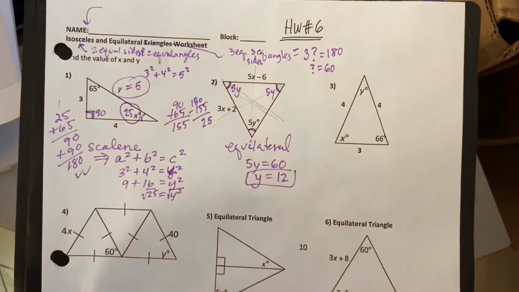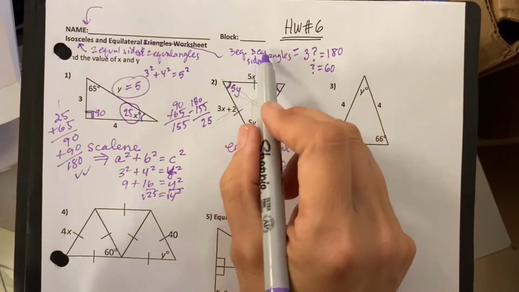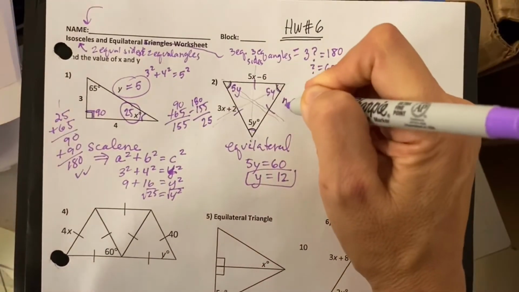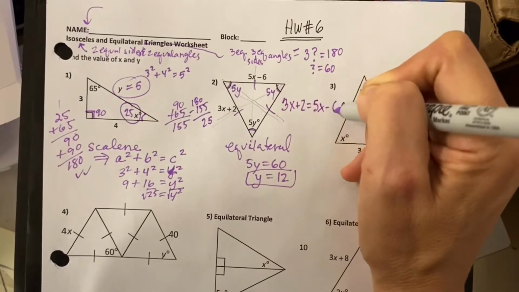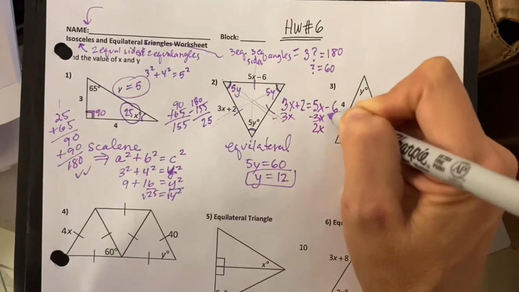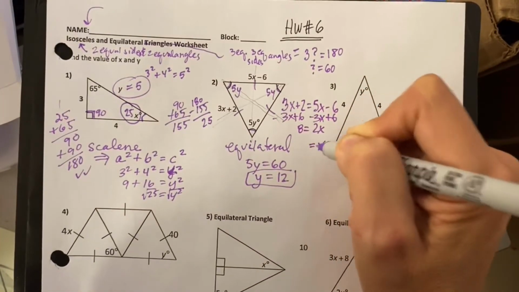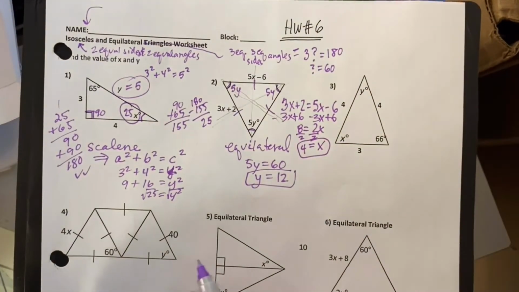Now let's solve for x. We know that all 3 sides of an equilateral are equal, so this side has to equal that side. So let's set that up. This side has to equal that side. Okay, so I get x is equal to 4.